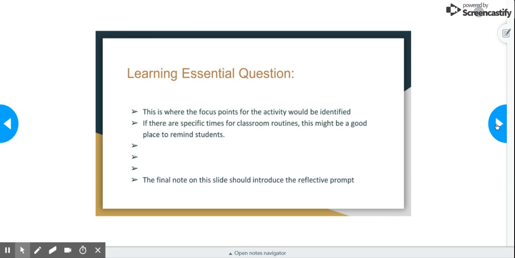And then you have the content that's specific to the curriculum. You'll notice that there are a couple extra blanks here for people to put information in, but I always advise people that the final note on this slide should introduce the reflective prompt that will be at the end of this presentation. That way students know where they're going.